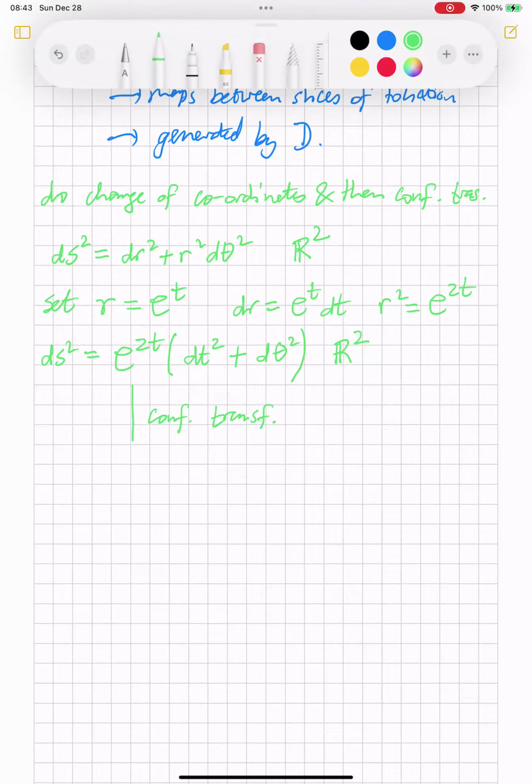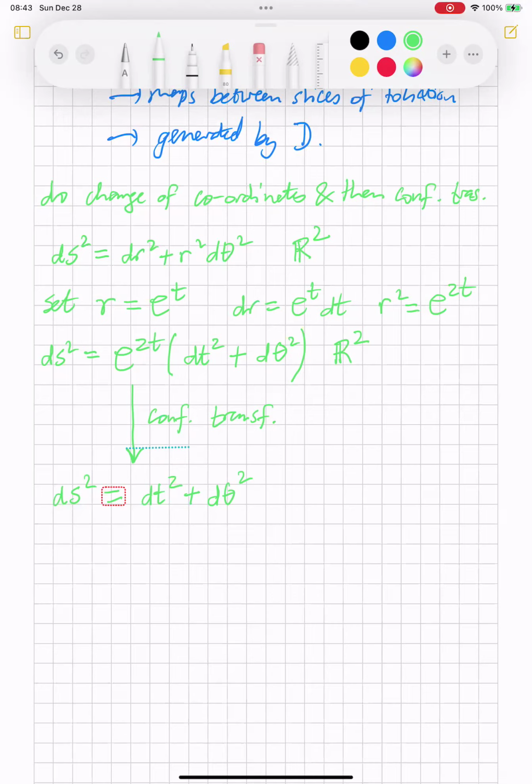Thanks to conformal symmetry, if I do a conformal transformation, none of the physics will change. So this is a perfectly valid step to do. I'm still studying the same theory. I'll get the same answer for any physical question that I ask. I'll use the conformal transformation to swallow the e to the 2t sitting in front of the metric. So conformal transformations rescale the metric. So after the conformal transformation, I've got dt squared plus d theta squared.